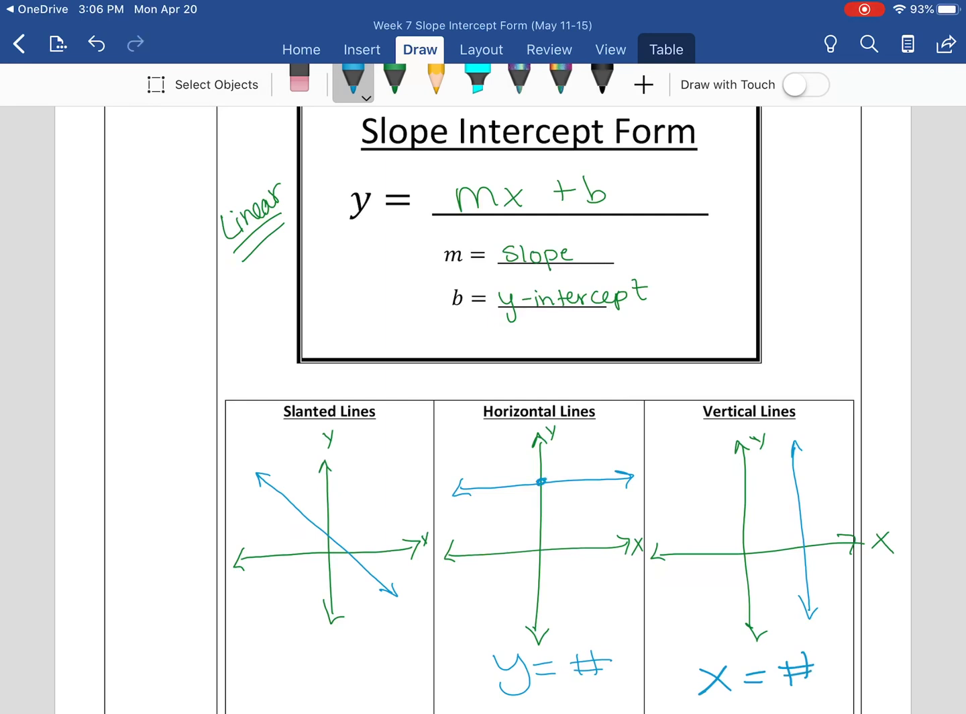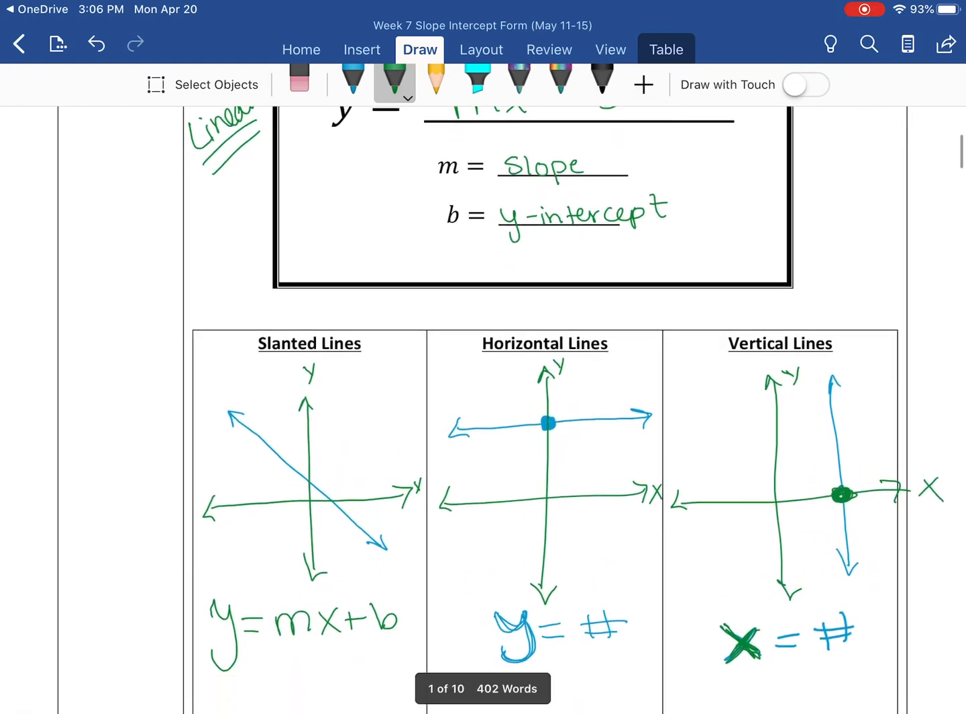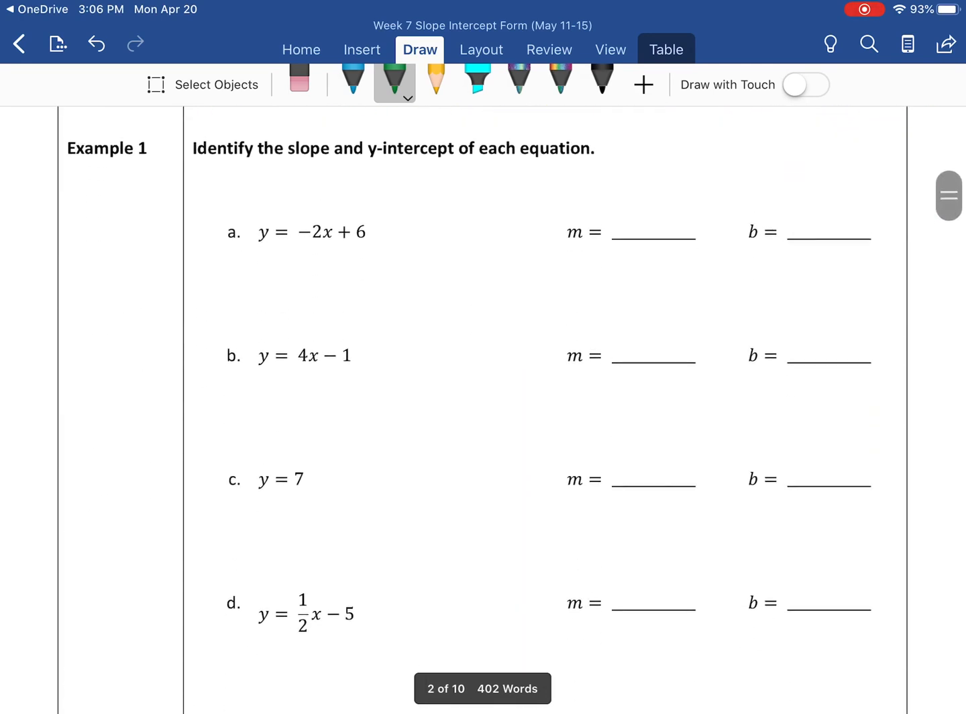Notice that for a horizontal line, it crosses the y-axis but not the x-axis, so that's why it's y equals some number. Notice for our vertical lines, it crosses the x-axis but not the y-axis, so that's why it's x equals some number. And again, slanted lines are everything else that's in that y equals mx plus b form. So we're going to put all this together today, so let's get to it.